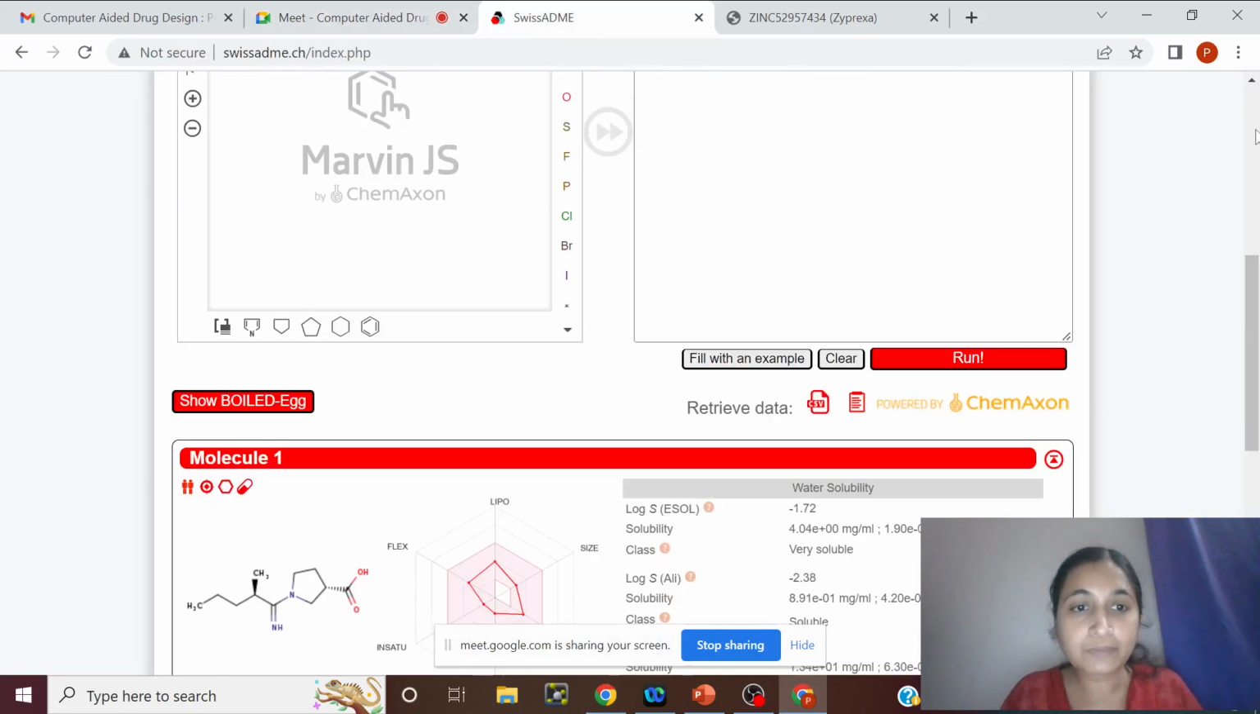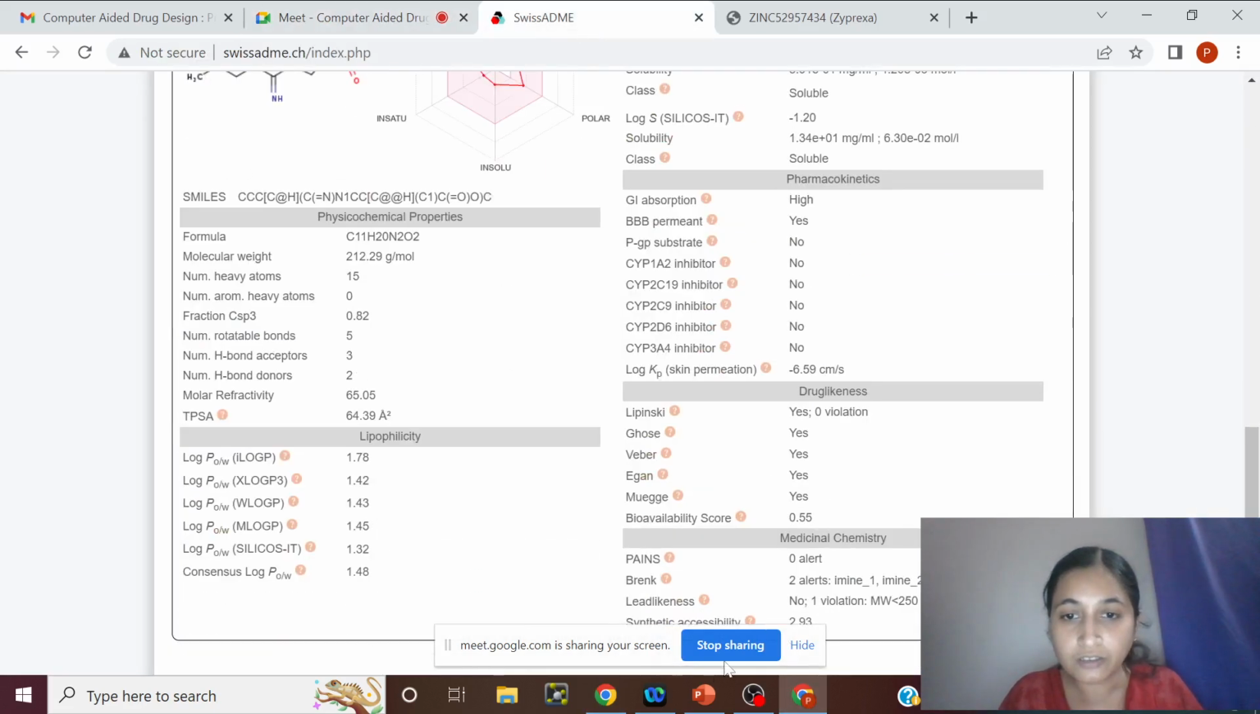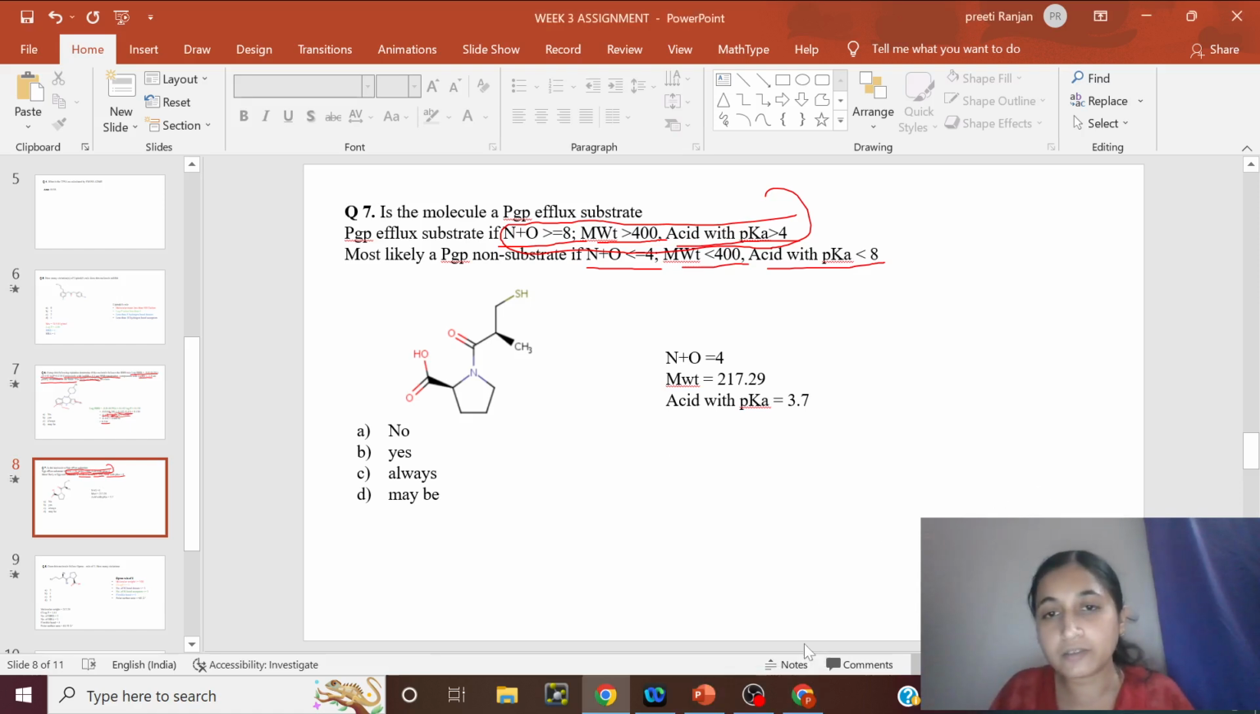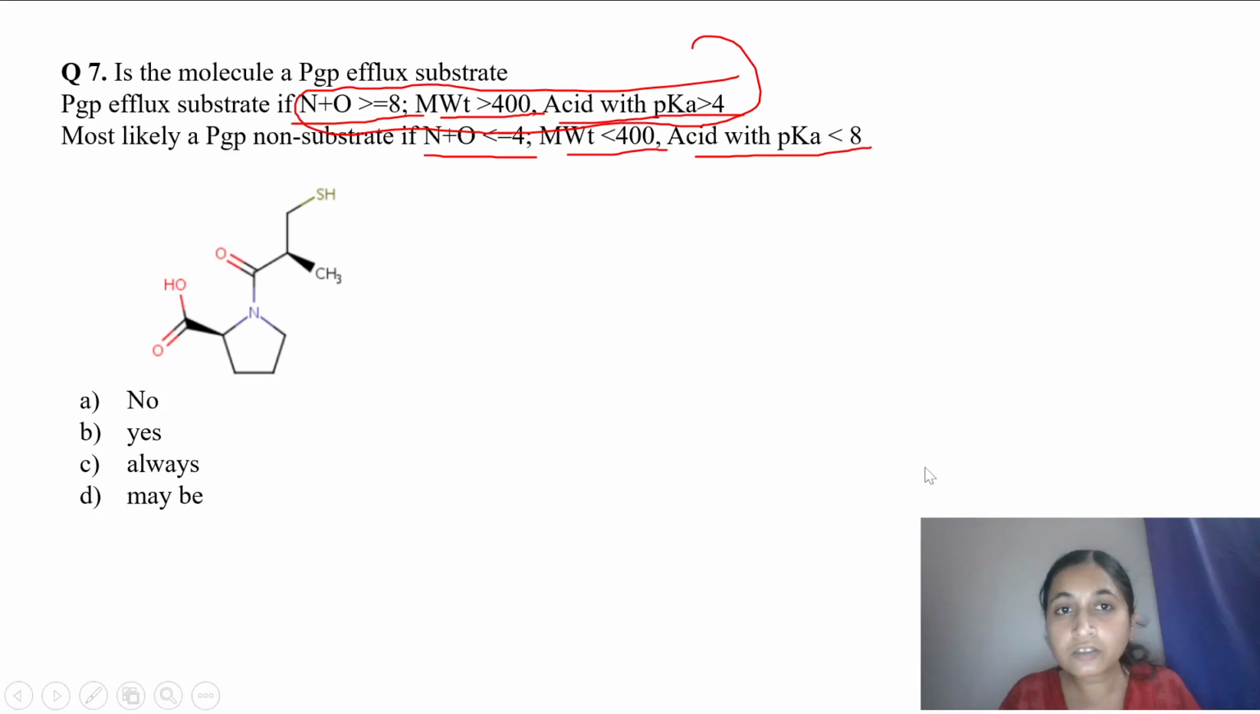Oh, I think I have changed the structure. You people can draw and check there. So here we can see. Just now I have shown. If you want, I can draw again and show.